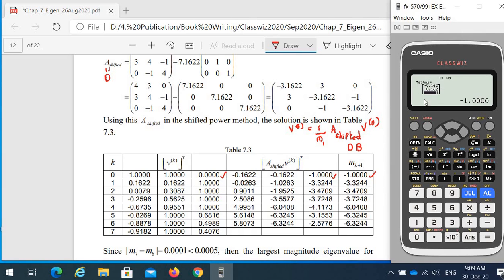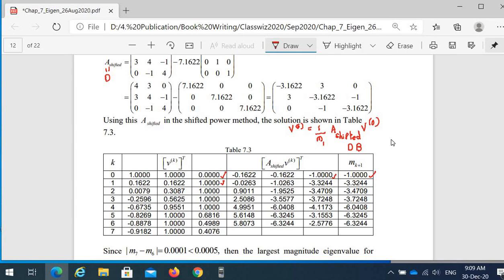To get the V1, you take the result of your A shifted V note, which is kept in max answer. So straight away you divide by negative 1. It becomes positive because all the values of A shifted V note are negative, and dividing by negative 1 makes them positive. So you see V1. V1 now is kept in max answer, the latest V1.